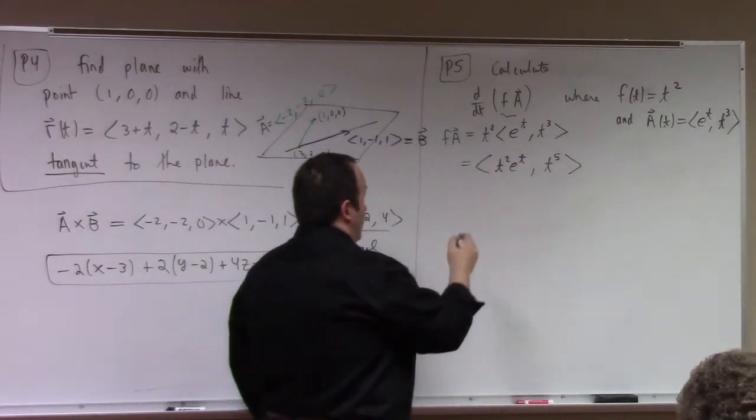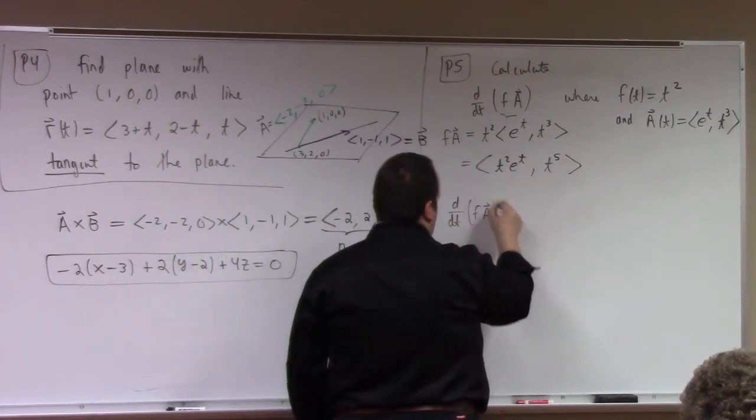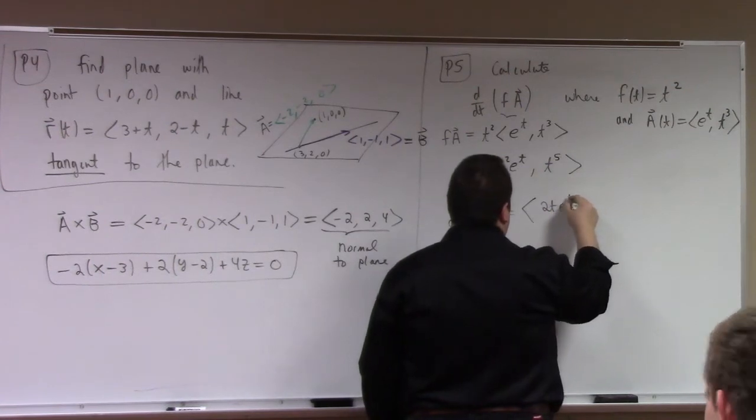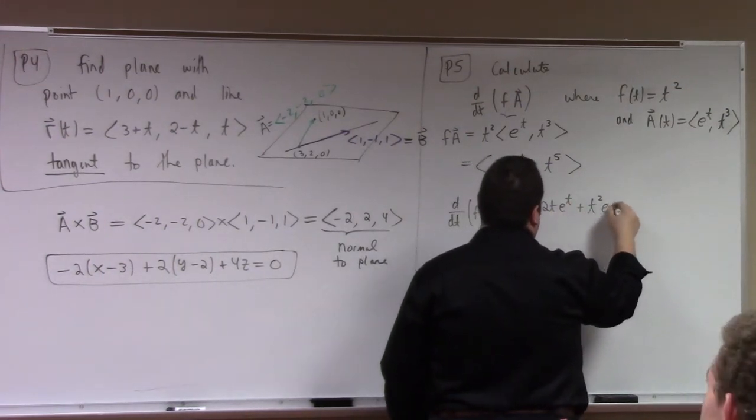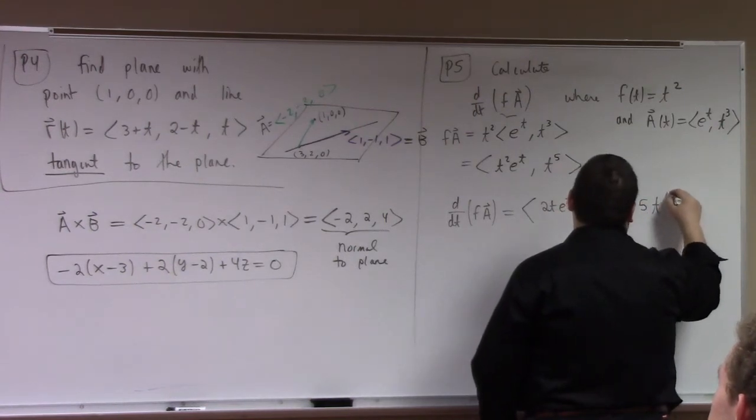So if I wanted to calculate d/dt of f a, that would be 2t e to the t plus t squared e to the t, comma 5t to the 4th.